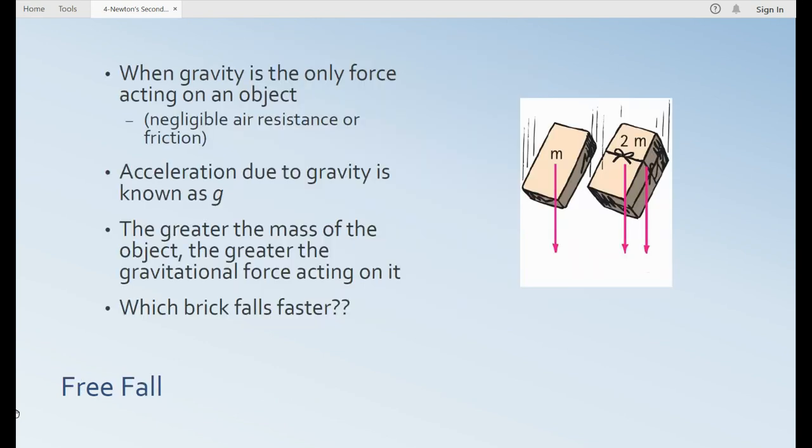So let's look at, thinking about the picture we just discussed earlier, when objects are in free fall, as we discussed last week, the only force acting on that object is gravity. There's no friction, no air resistance. We call that acceleration due to gravity g, and as we discussed last week, we have that number as 10 meters per second squared. So the greater the mass of the object, the greater the gravitational force acting on it. Knowing that, here we have a brick of one mass, and then we have a brick of two masses. Which one do you think will fall faster?